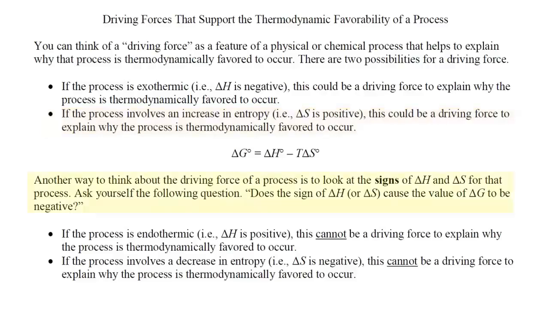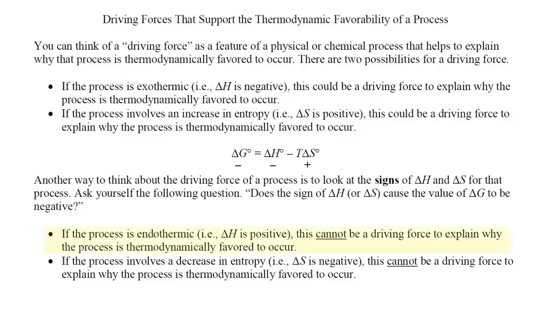Another way to think about the driving force of a process is to look at the signs of delta H and delta S for that process. Ask yourself the following question. Does the sign of delta H or delta S cause the value of delta G to be negative? Remember, a negative delta G is associated with a thermodynamically favored process. So, a negative delta H and a positive delta S are associated with driving forces to explain why a process is thermodynamically favored to occur.